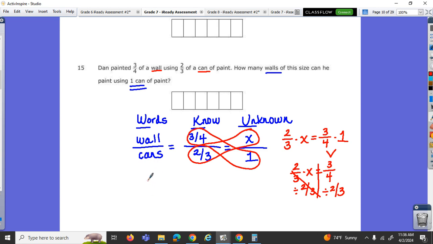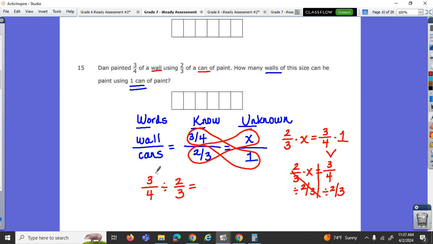Some of you might have been thinking, well, I was going to do that anyways, the wall per can. Well, if you were already thinking to divide 3/4 divided by 2/3, that's great. WKU sometimes is not needed or necessary for some students, but I at least like to show it to you for those that might struggle with how to set it up or how to know what order to put it in. Because if we would have put 2/3 first, we would have gotten a different answer.